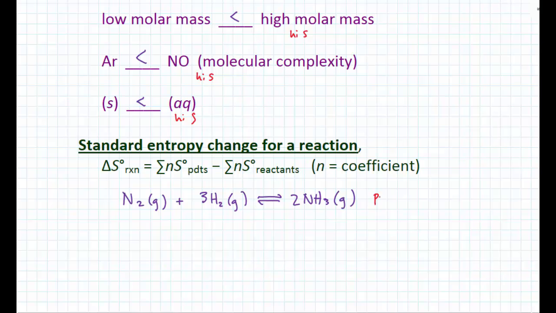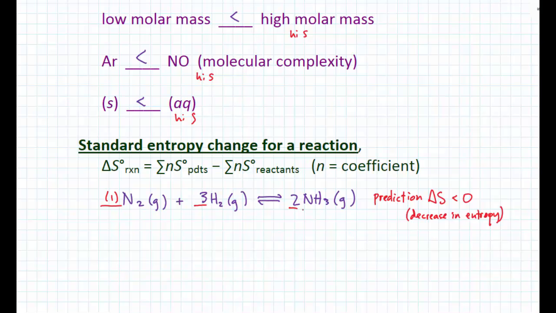Our prediction, delta S would be negative. A decrease in entropy. Okay. Just by comparing how many molecules there are on the reactant side and product side. Okay. So that would be our prediction for that. We start with 4 moles of gas floating around. On the product side, we get 2 moles of gas. Okay? That would be a concentration of energy as opposed to a dispersal of energy.